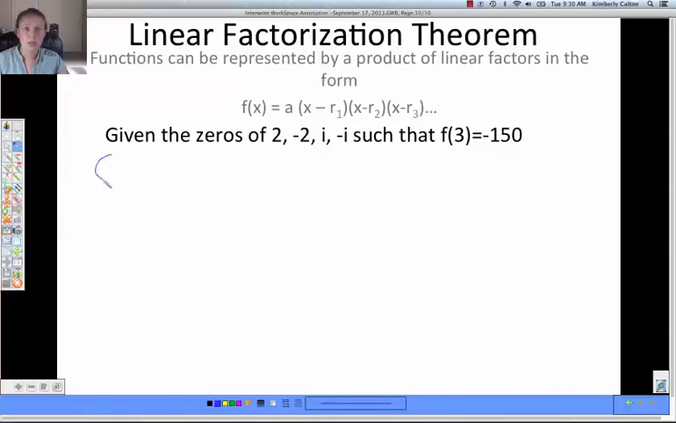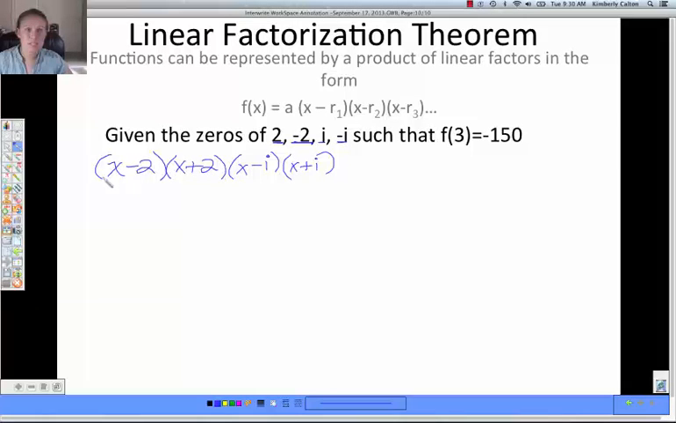So we'll notice that we have x minus 2 for 2. We have x plus 2 for negative 2. We have x minus i for i, and x plus i for negative i. Now we're going to use this f(3) equals negative 150 at the end, but we're not concerned with it right now. Right now we've got to do some basic steps.